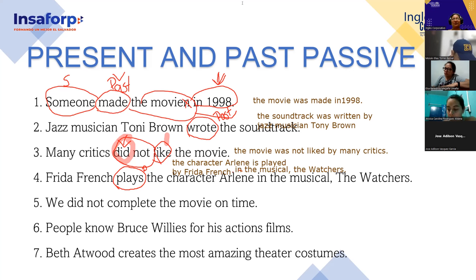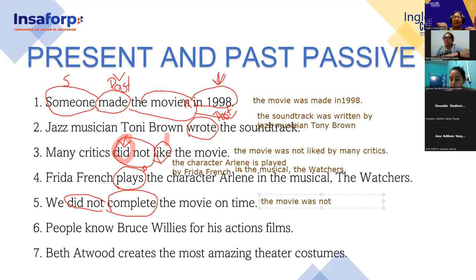Okay, next one. Complete. That is a verb. Very good. Una afirmación en pasado, did not. It is negative because I have the auxiliary did not. So it is in past. So my passive voice has to be in past. Okay. Let us write it. The movie was not completed on time. By? By we.